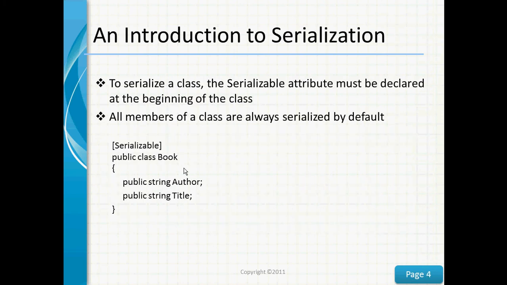To serialize a class, the Serializable attribute must be declared at the beginning of the class. All members of the class are always serialized by default. So in the example below, the Serializable attribute has been applied to class Book. Therefore, Author and Title, the two members in class Book, will be serialized along with the class.